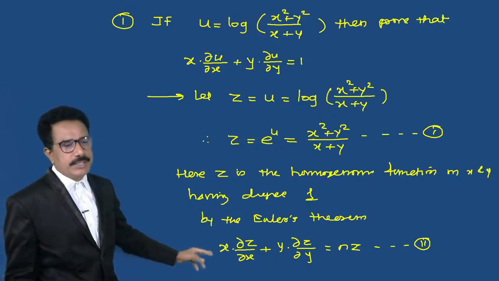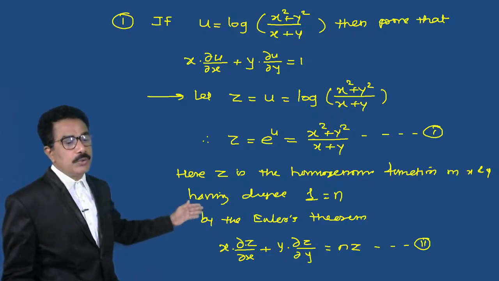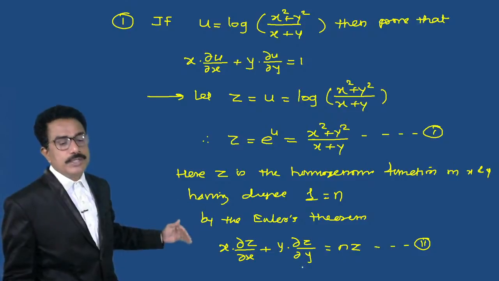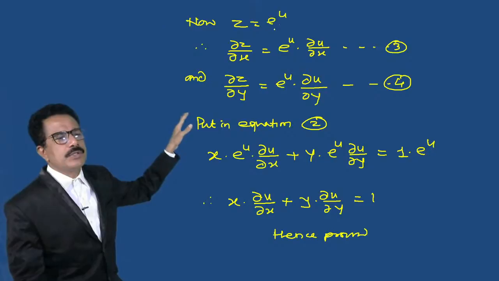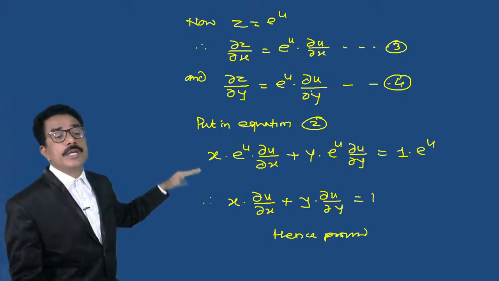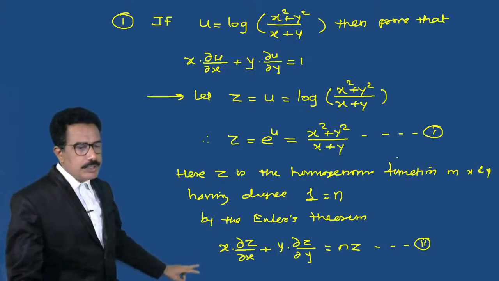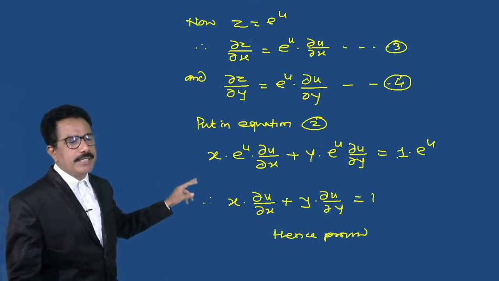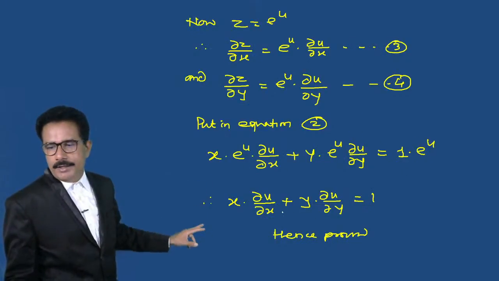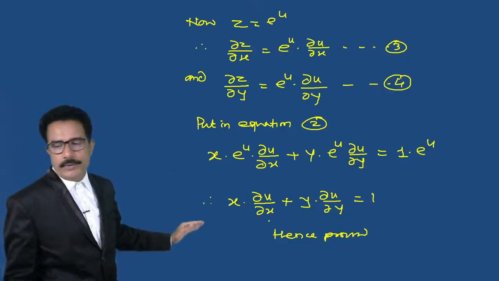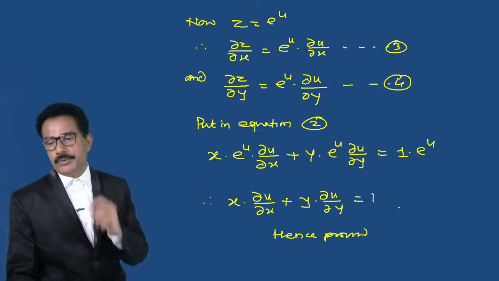Then by the Euler's theorem, degree is 1 म्हणजेच n is equals to 1. Then by the Euler's theorem, x into dou z by dou x plus y into dou z by dou y which is equals to nz. मग सेम प्रोसेस आहे, z is equals to e raised to u, dou z by dou x काढा, dou z by dou y काढा, Euler इक्वेशन मध्ये ठेवा. 2 मध्ये ठेवल्यानंतर e रेज टू यू न डिवाइड करा, z म्हणजे e रेज टू यू आहे. So we get x into dou u by dou x plus y into dou u by dou y which is equals to 1 and hence proved.